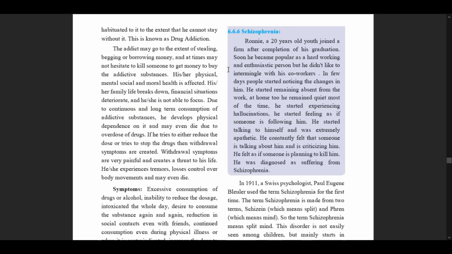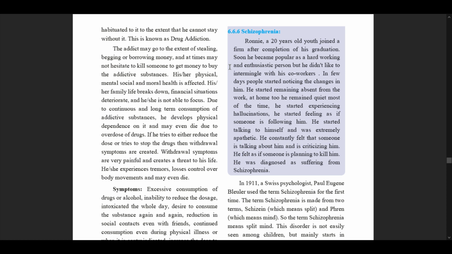Now we move forward to our next subunit, that is unit 6.6.6, Schizophrenia. First, we'll read the example given to us so that we understand what we are dealing with here. Then we'll break down this example to understand what schizophrenia is, and we'll read the description given to us by our GTV. Ronnie, a 20-year-old youth, joined a firm after completion of his graduation.